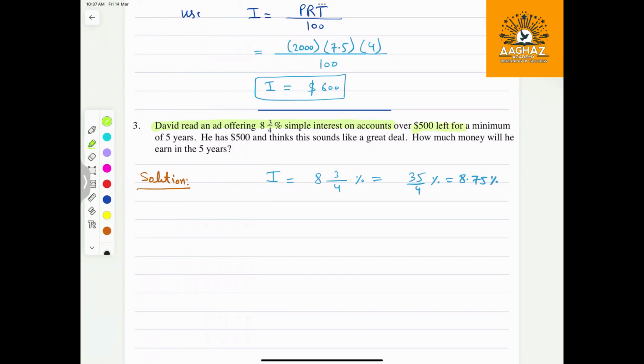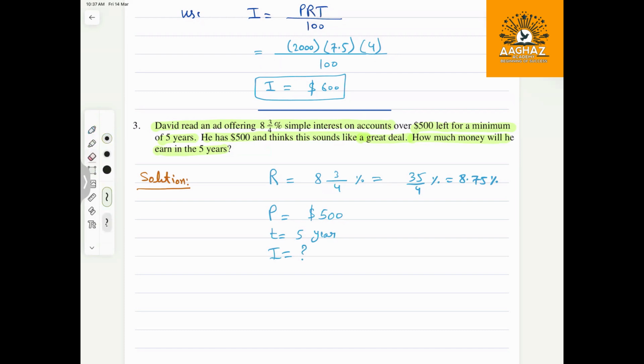They are offering this simple interest on an account, for a minimum of 5 years. So the P value is $500, and the time is 5 years. He has $500 and thinks this sounds like a great deal. How much money will he earn in 5 years? Earn means interest, how much the interest value is in this question. And this one is not the I value, it represents the R rate. And I want to find the I value.